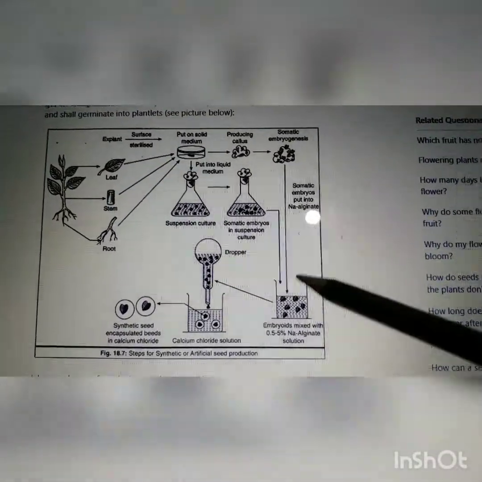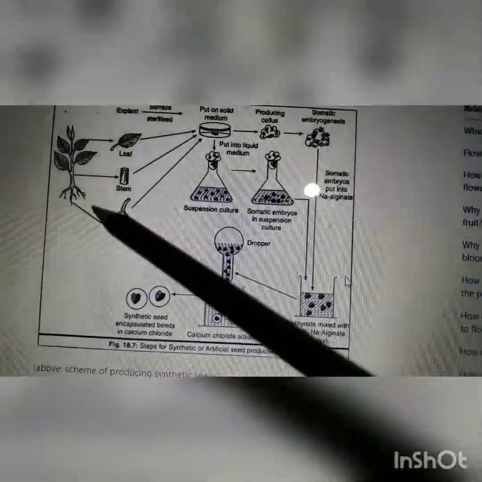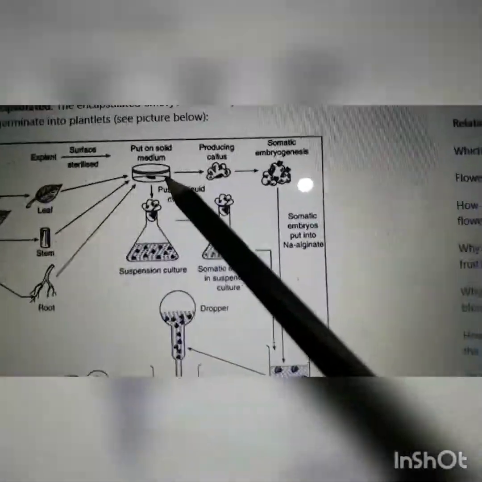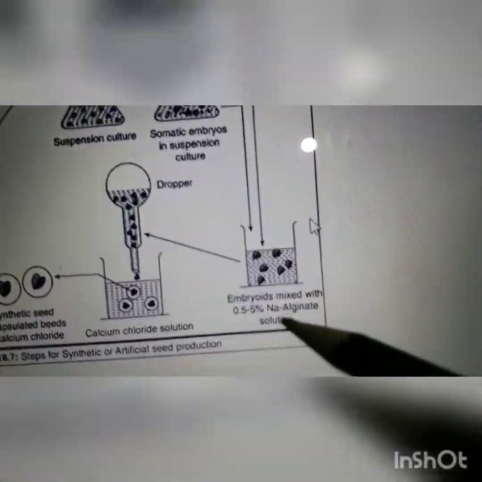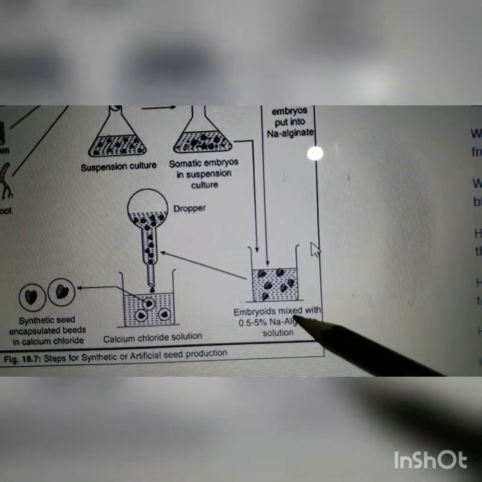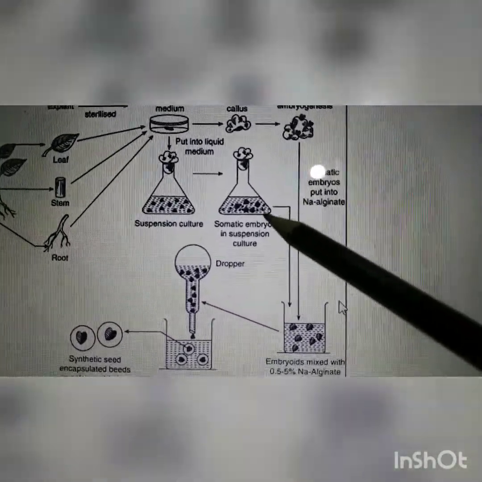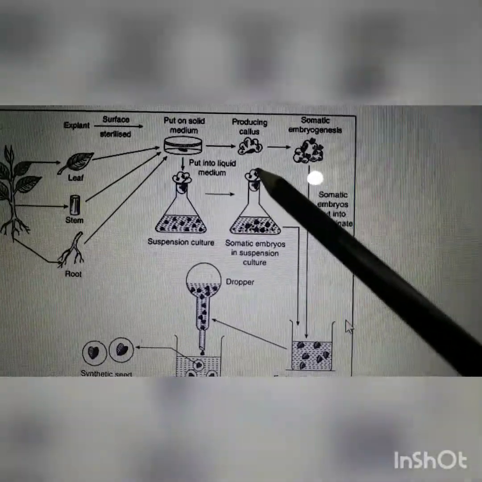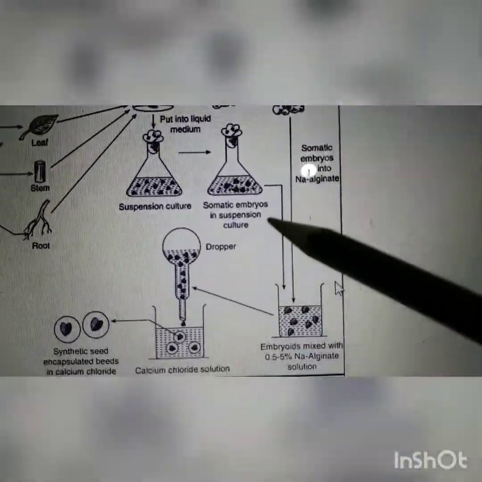I made these seeds in orchids. We culture the leaf and get PLBs, and we then put those PLBs into a solution called sodium alginate. For this sodium alginate solution, we take 3%, so 3 grams in 100 ml of medium, that is mannitol.